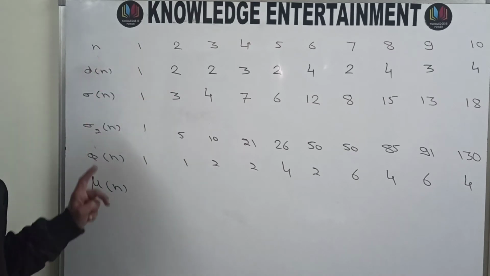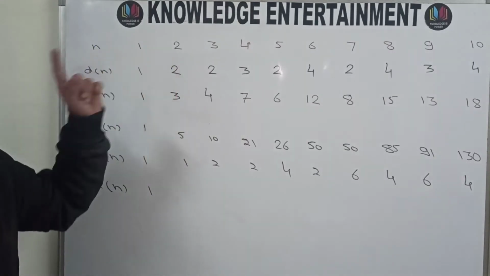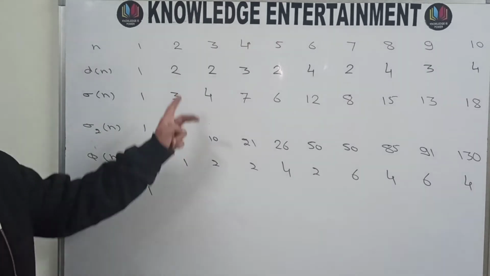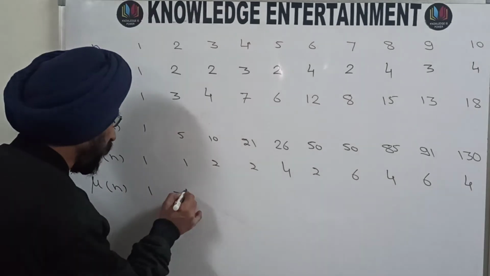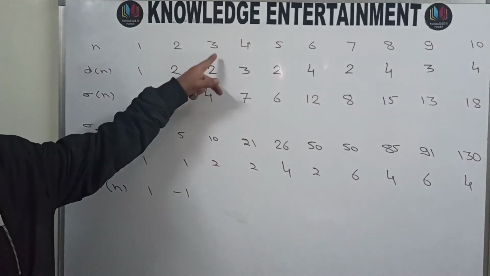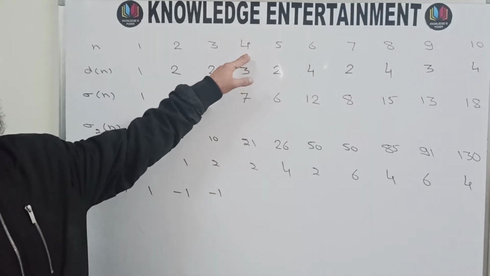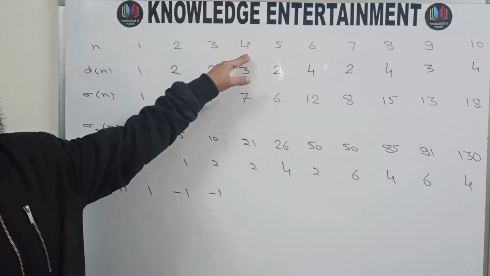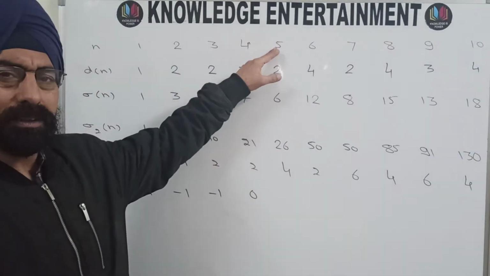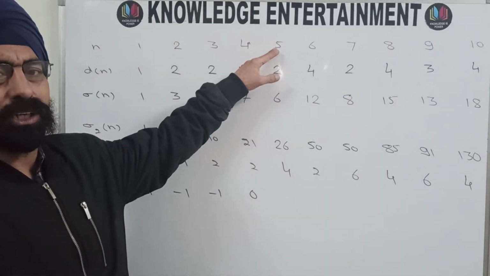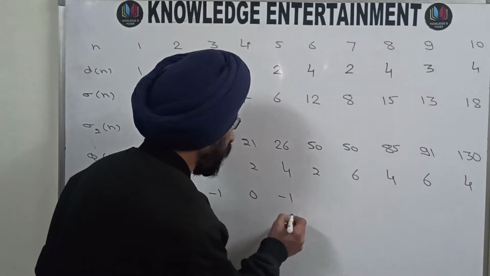For 1, mu 1 is already defined in the definition, it is 1. 2 is square free and it contains only one prime number, 2. So it is minus 1 raised to the power 1, which is minus 1. The same is the case for 3, so it is also minus 1. 4 is not square free because 2 square divides 4, so the value is 0. 5 is a prime number and in its canonical product there is only one prime, so minus 1 raised to the power 1 is again minus 1.